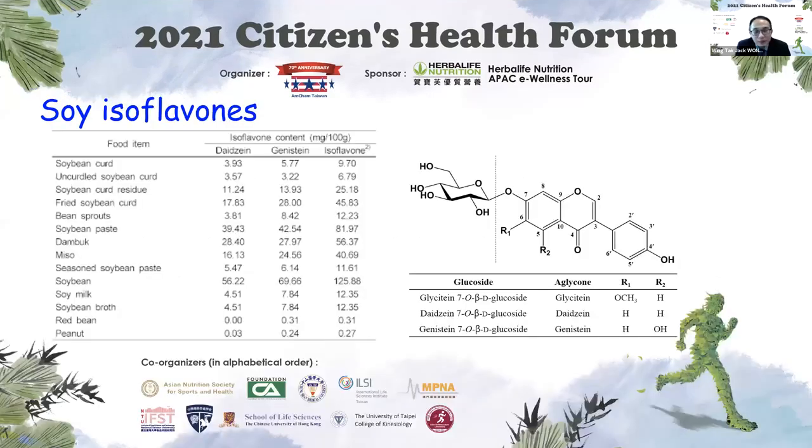This table on the left shows individual isoflavone contents in a variety of soybean products, and on the right, it shows the chemical structure of the soy isoflavones.